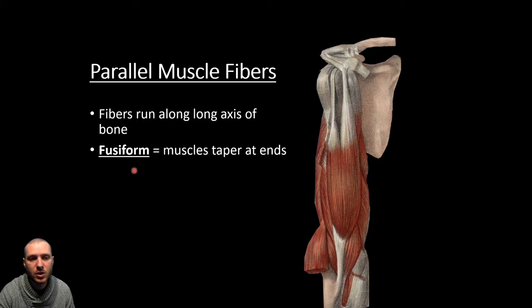A specific type of parallel muscle is the fusiform. And all fusiform means is that they're going to taper off at the end. So you can see these muscle fibers taper off into long tendons, both proximally and distally. So we would say this is a fusiform muscle.